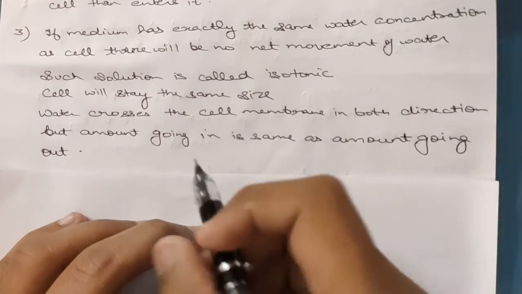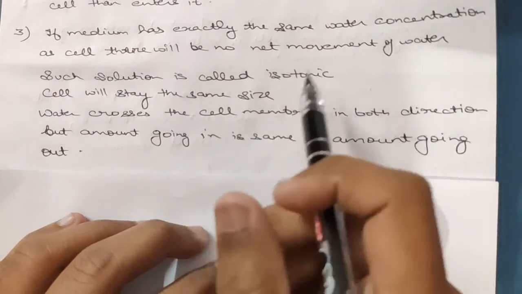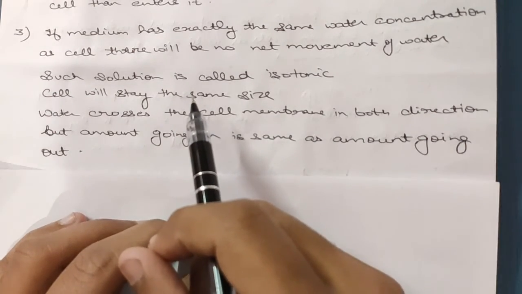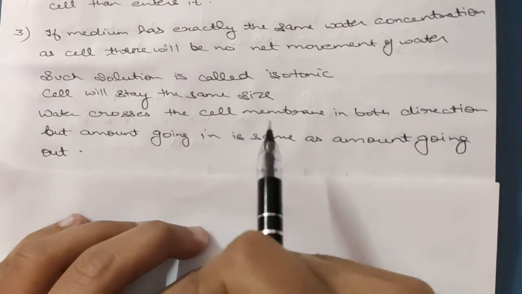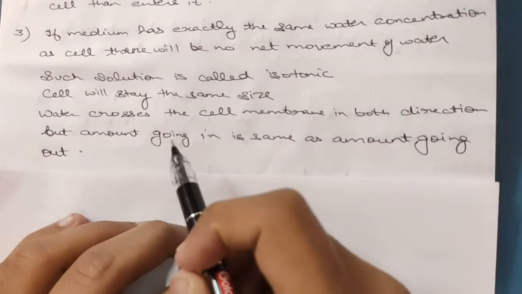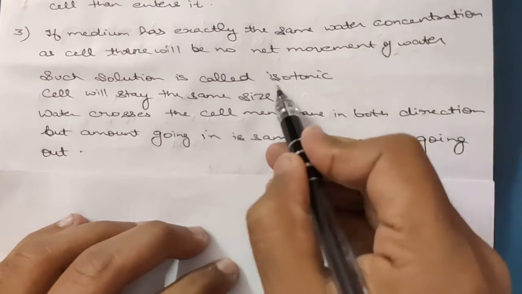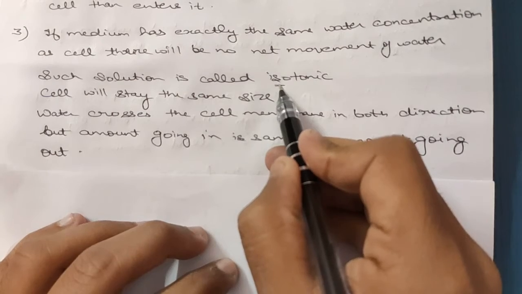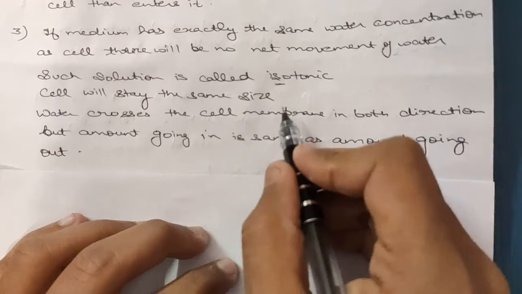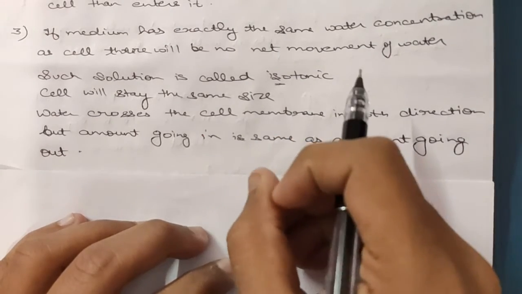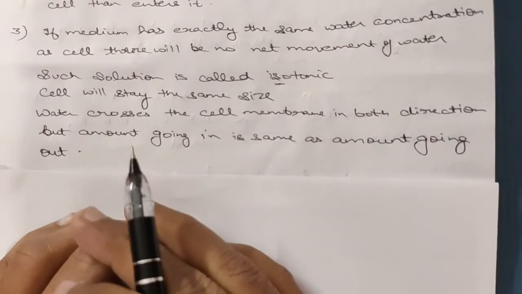The third condition is if the medium has exactly the same water concentration as the cell, there will be no net movement of water. Definitely if the concentration of water outside the cell and inside the cell is the same, then there will be no net movement of water. Such a solution is called isotonic. Iso means same. So an isotonic solution means the concentration of water is the same outside and inside. Definitely if there is no net movement of water, the cell will stay the same size.